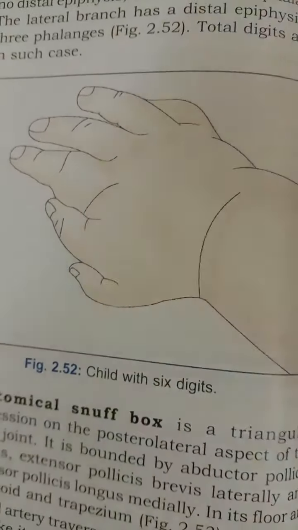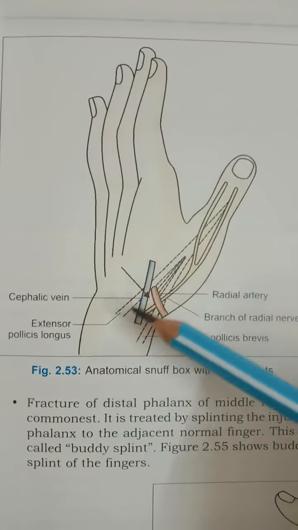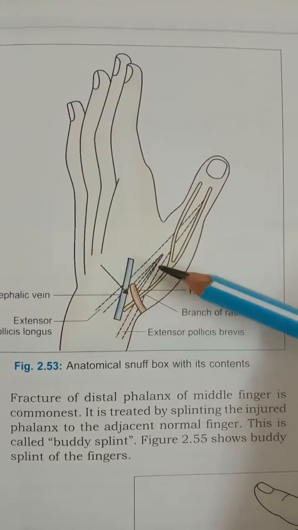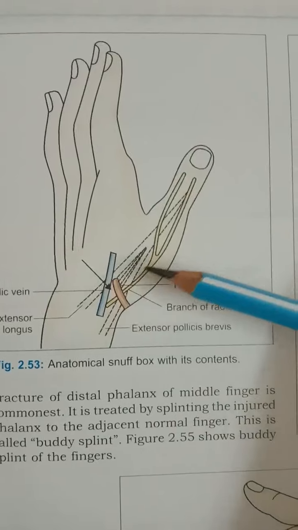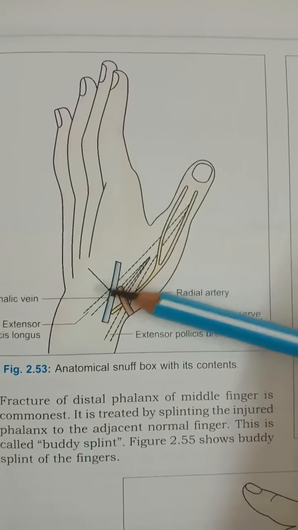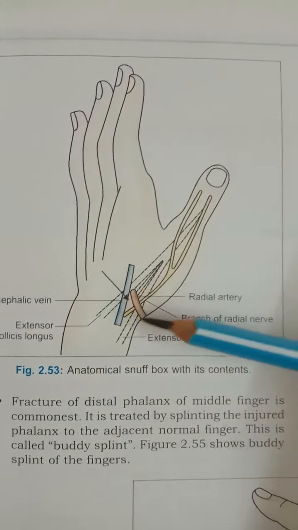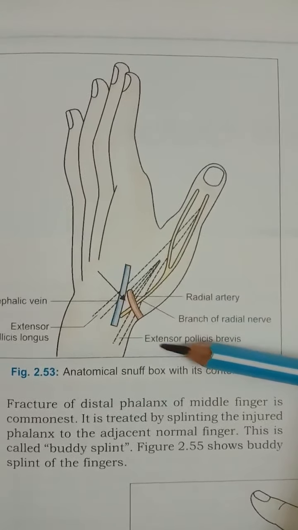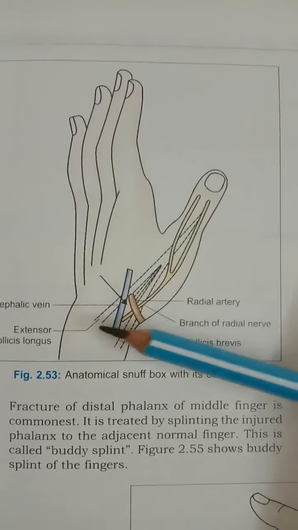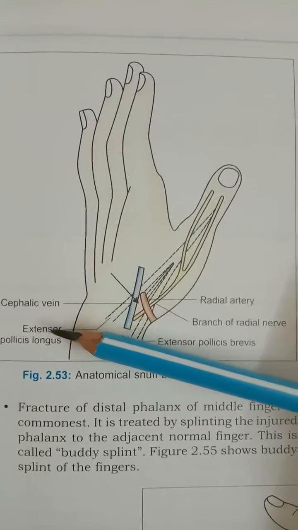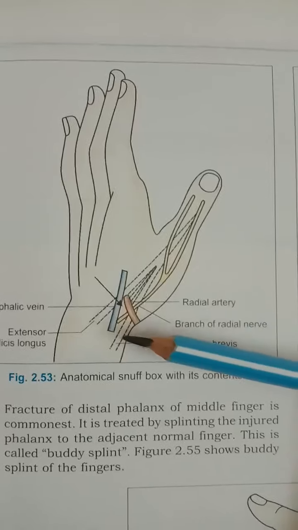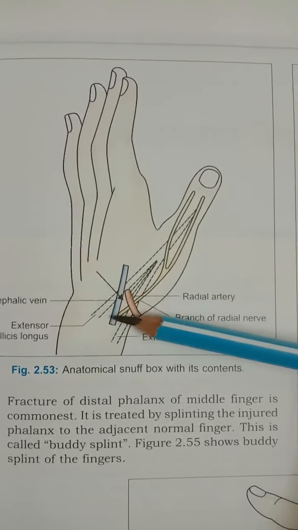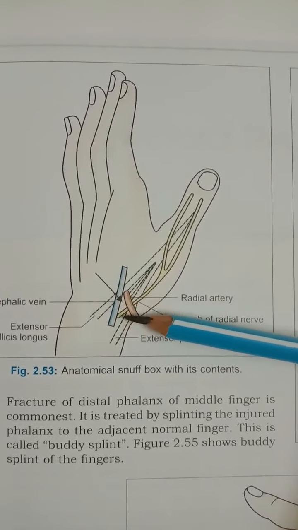So this is the anatomical snuff box. The anatomical snuff box is a triangular depression present on the posterolateral aspect of the wrist joint. Laterally it is bounded by the abductor pollicis longus and the extensor pollicis brevis, and medially it is bounded by the extensor pollicis longus. Its floor is formed by the scaphoid and the trapezium bone.